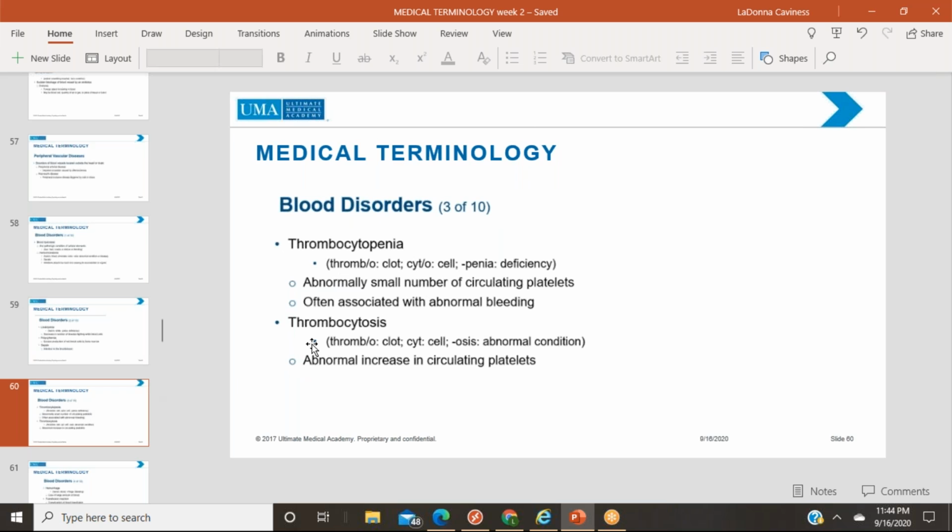Thrombocytopenia. Thrombo means clot, cyto means cell, and penia refers to the deficiency. Abnormal small number of circulating platelets, often associated with abnormal bleeding. Thrombocytosis. Thrombo means clot, cyte, cell, osis, abnormal condition, and it's an abnormal increase in circulating platelets.